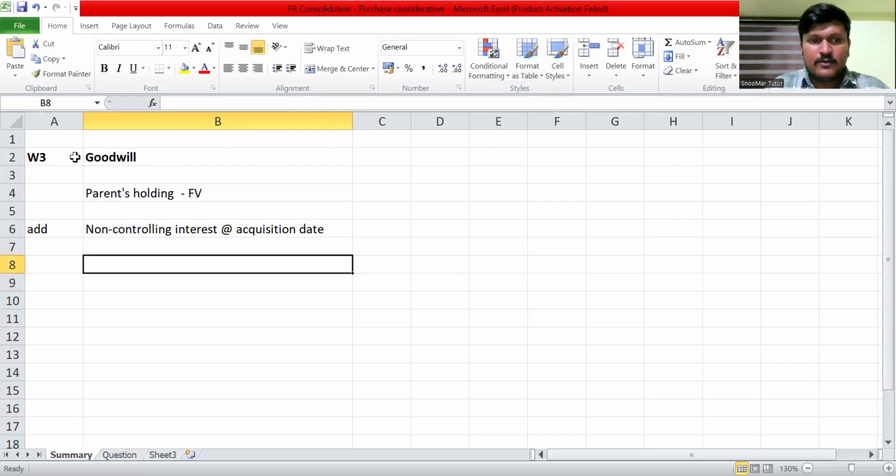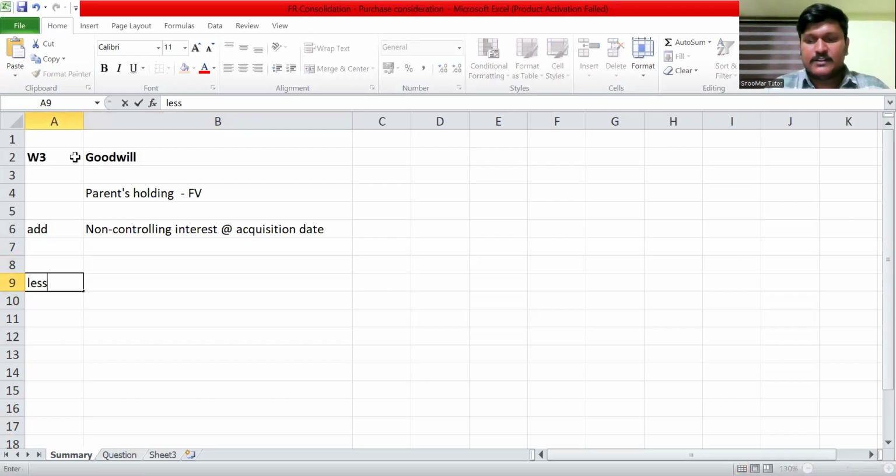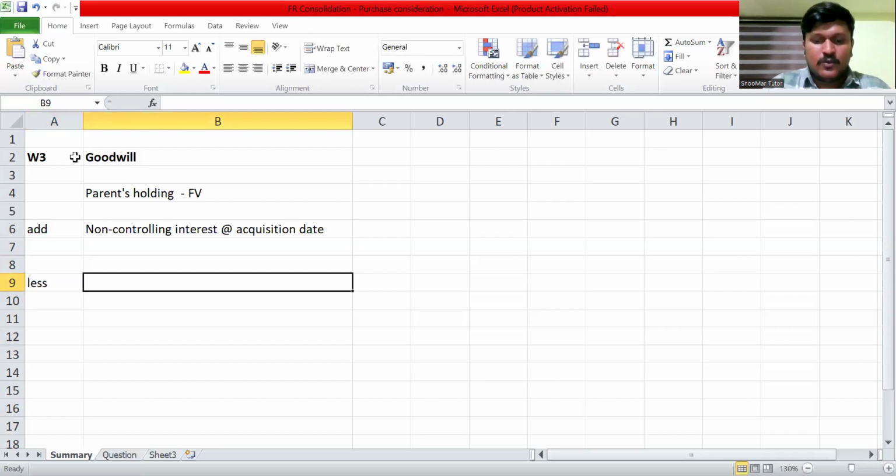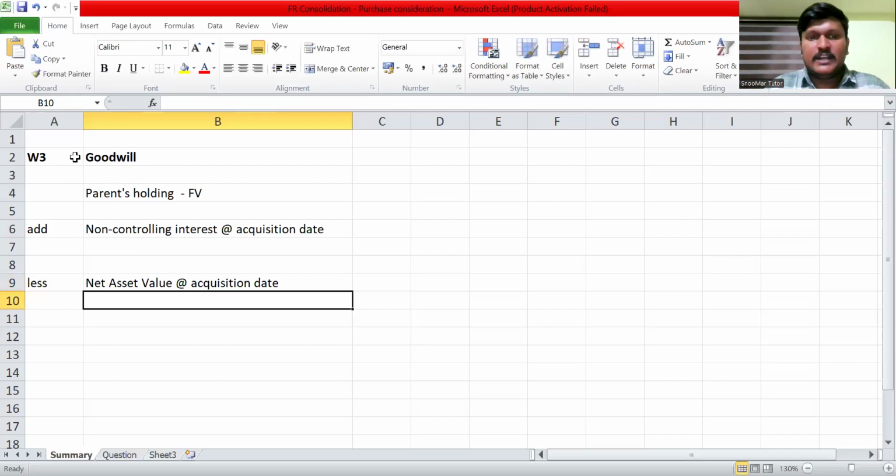Now, by adding these two together, you will get a particular value. From that, you have to subtract the net asset value of the subsidiary at acquisition. Basically, we are looking at a subsidiary, so at the acquisition date, what is the net asset value we are having? That you need to subtract.